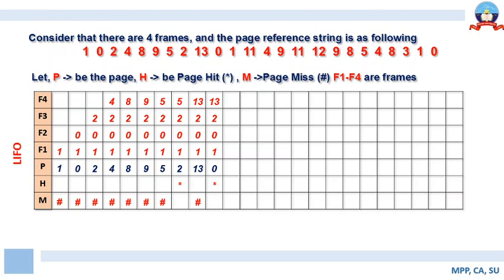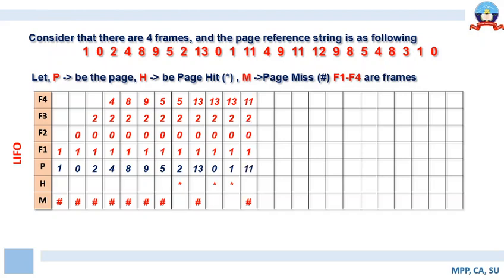After 0 there is a page reference to 1, so page number 1 is already available in the memory, so again we have a page hit, so no replacement is required. Then after 1 there is a page reference to 11, so 11 is not available in the memory, so I need to replace the page that is there at the top of the stack with the requested page. So I'll replace 13 with 11.